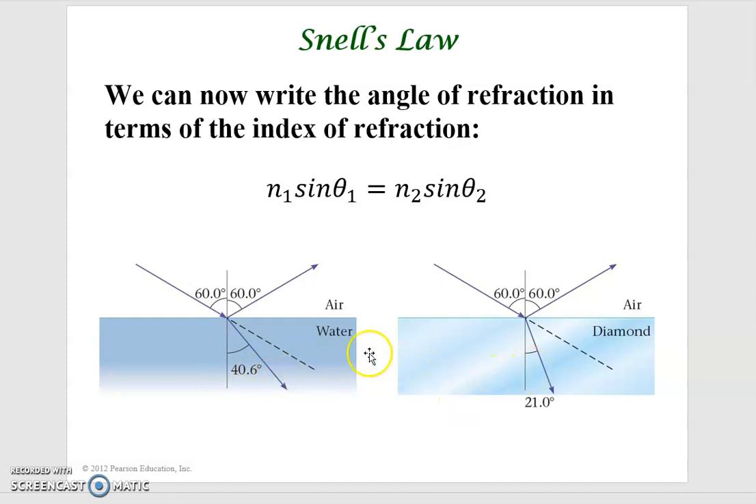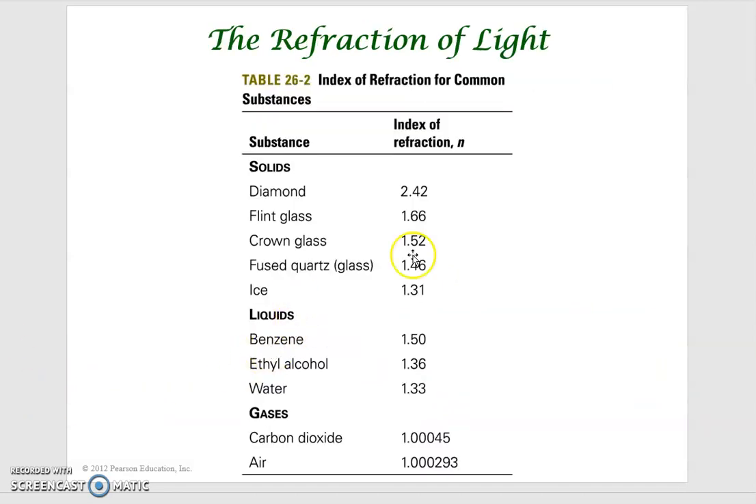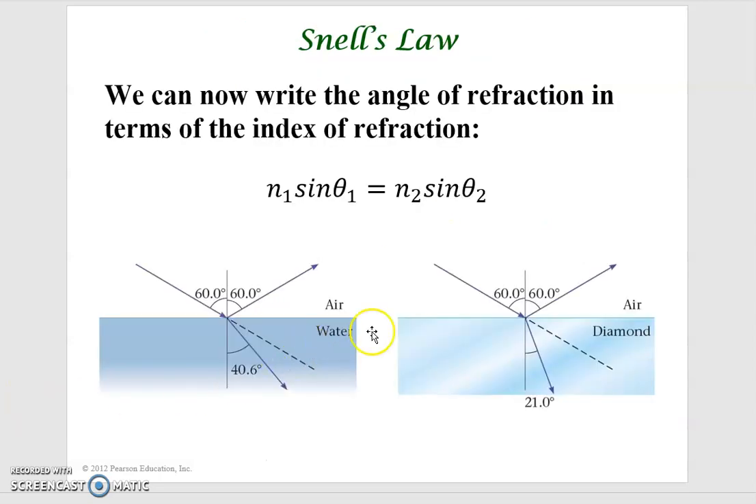But if you now change the material from water to diamond, the coefficient will be much bigger. It is 2.42. It is more dense, yeah? If you substitute that N2 into these equations, you will find the light will bend even more toward the normal line. This is the so-called law of refraction, or sometimes people call it Snell's law.